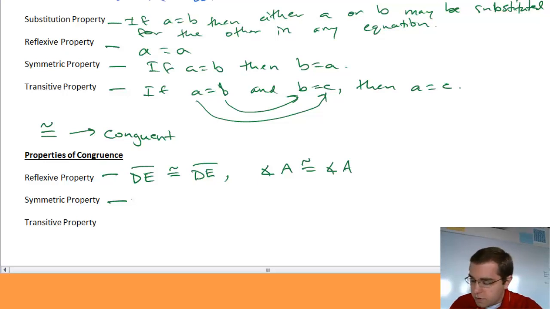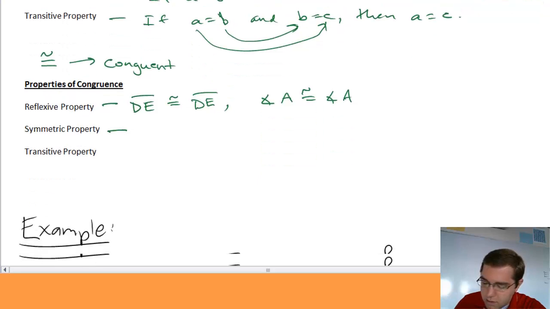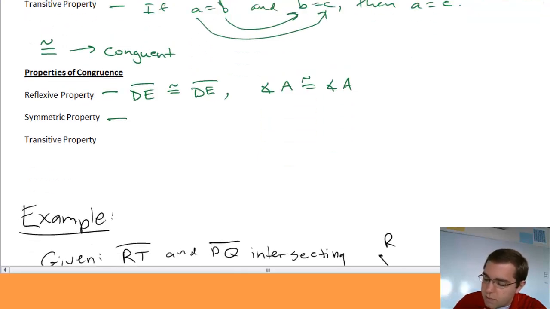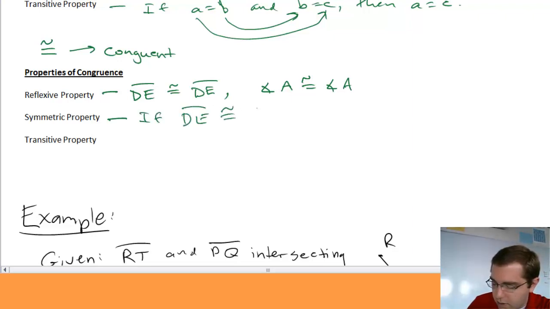The symmetric property says, just like it did for equality, congruence works both ways. It's a bidirectional equivalence. If segment DE is congruent to segment FG, then segment FG is congruent to segment DE.